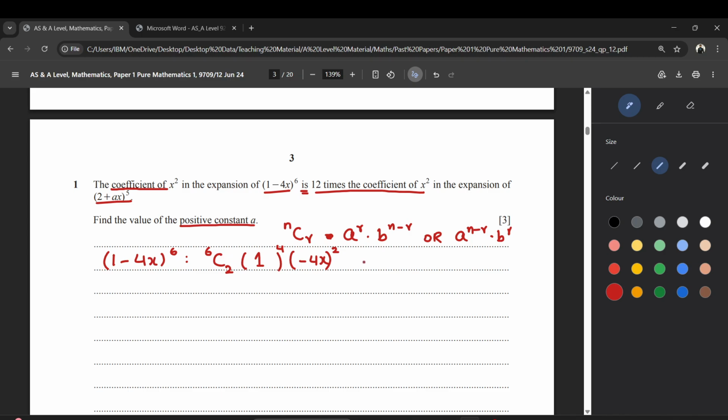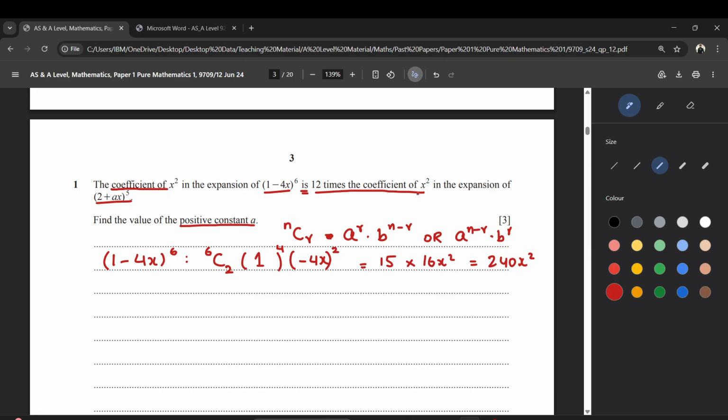All right, so let us work this out. 6C2 is 15. Then 1 to the power 4 is just 1. Then here you have (minus 4x) whole squared, so this becomes 16x squared. When you multiply 15 times 16, let me grab my calculator. 15 times 16 gives us 240. So we would get 240x squared. That's the coefficient. So the coefficient of x squared is 240.